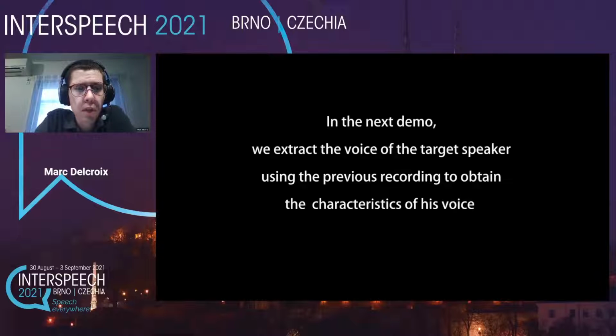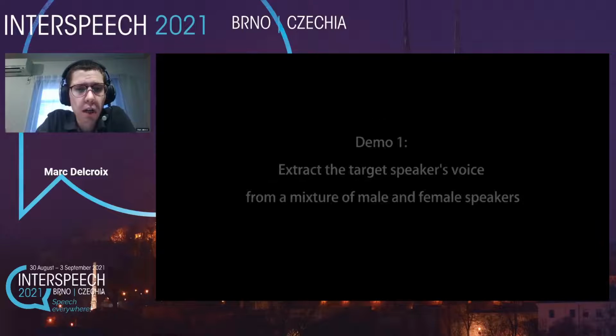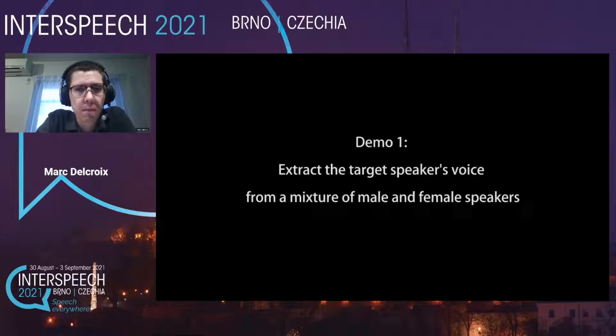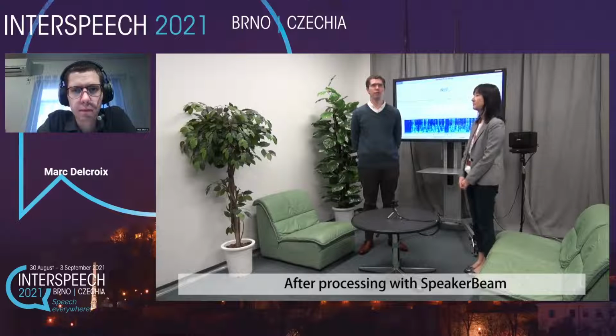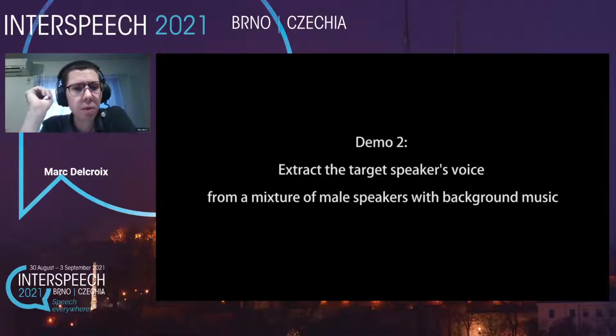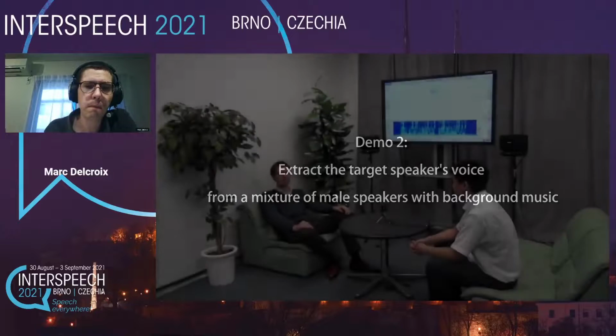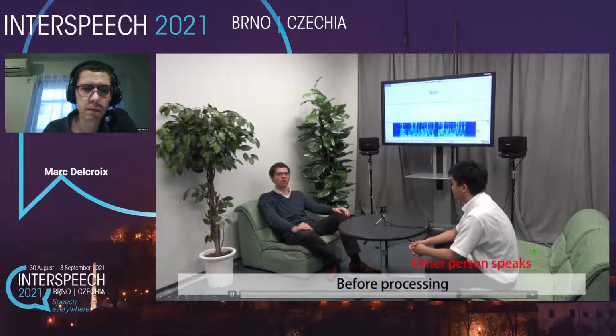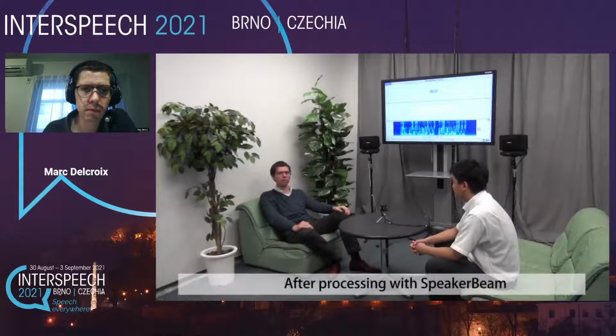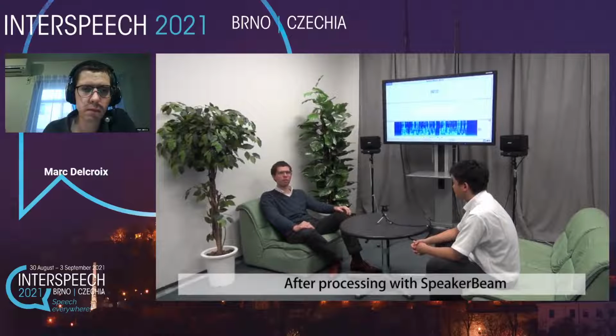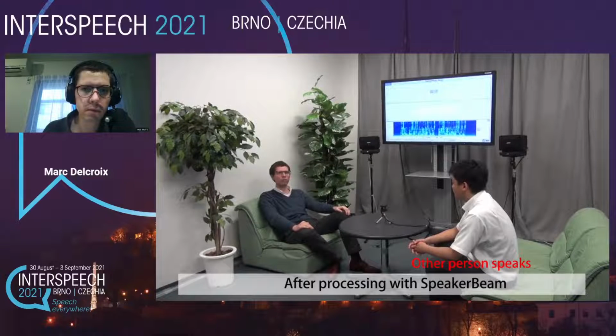Then we have 2 demos. First, we have a demo of one male speaker and a female speaker, and we want to extract the voice of the target speaker. SpeakerBeam uses the voice characteristics of the target speaker to extract his voice, even if it is mixed with the voice of other people. And the second demo is 2 male speakers with music in the background. SpeakerBeam focuses on the voice of the target speaker. Even if there is music playing in the background, or if someone jumps in the conversation like this, you can keep listening to the voice of the target speaker without being disturbed.